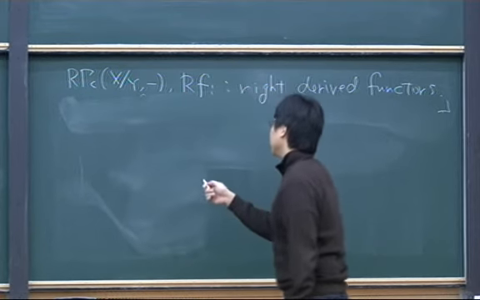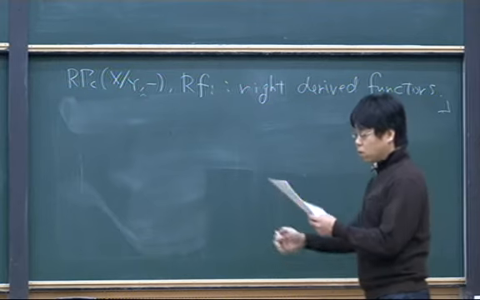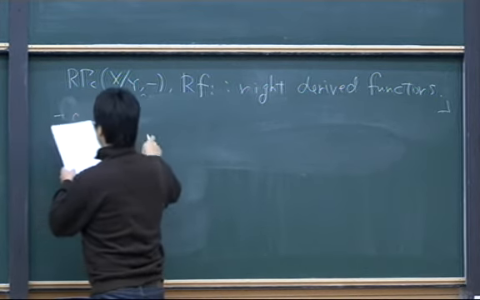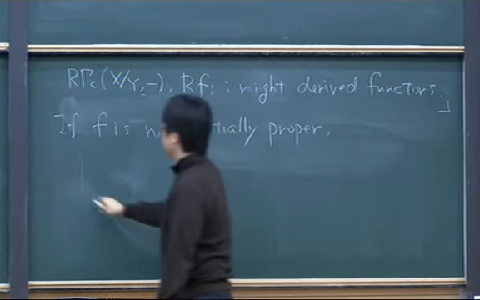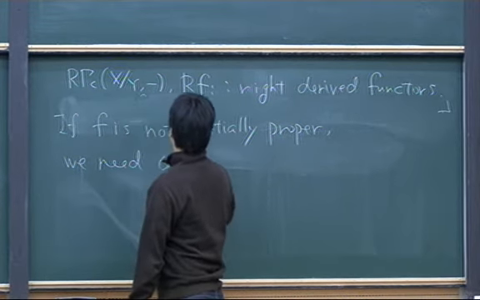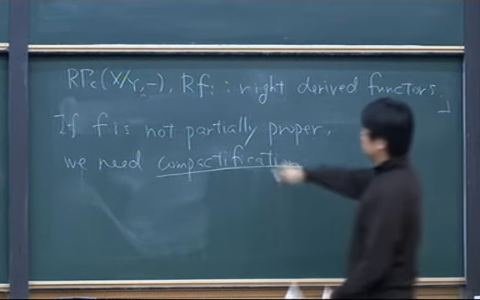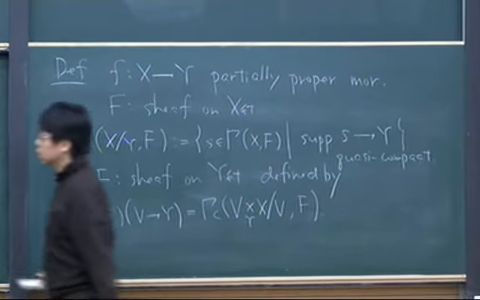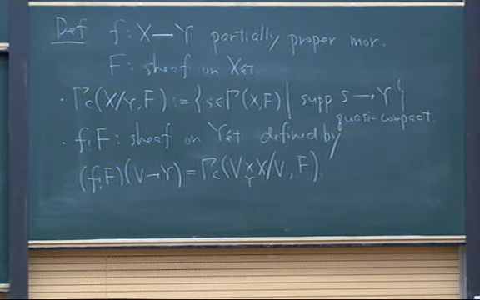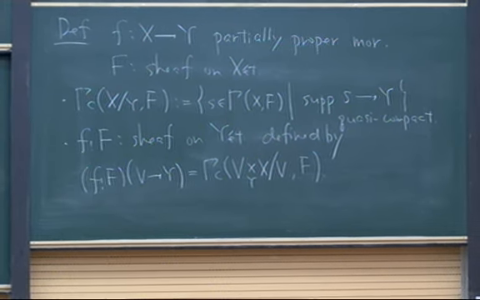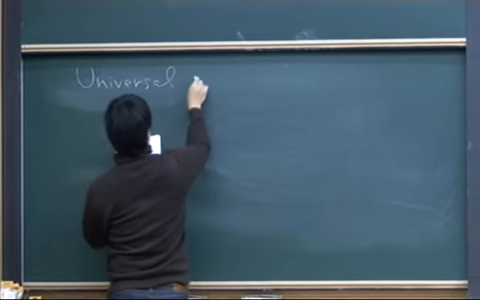What we did is to take a compactification and define it by using the extension by zero to the compactification. So if F is not partially proper, we need a compactification. And there is a very nice theory of compactification in adic spaces, which is not possible in the category of rigid spaces. So I'd like to explain it: the so-called universal compactification.